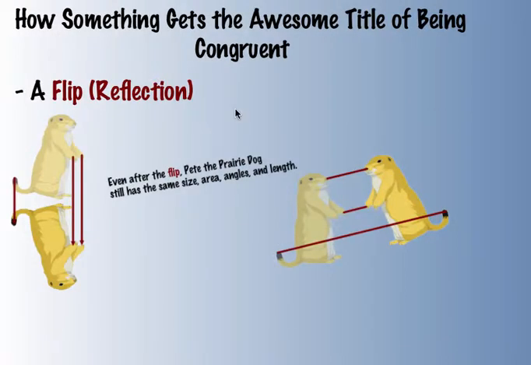Pete the Prairie Dog can also flip, or do a reflection. This is different from a rotation. He's not spinning, he's just flipping. And this reminds us a lot of the reflections we've seen in class. Even after he's reflected, here's his pre-image, here's his image, he's still the same size, still the same shape, he's just looking different ways, or he's just reversed.